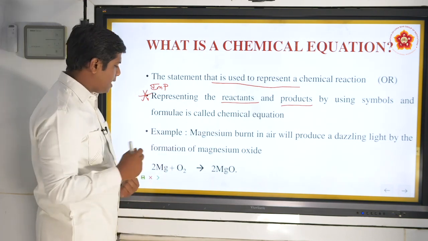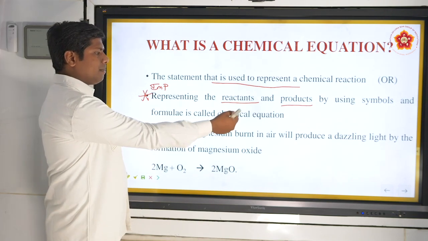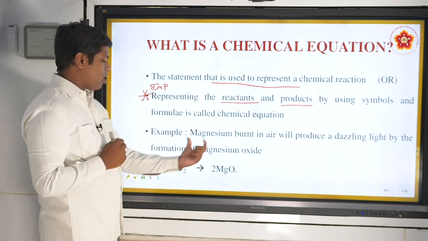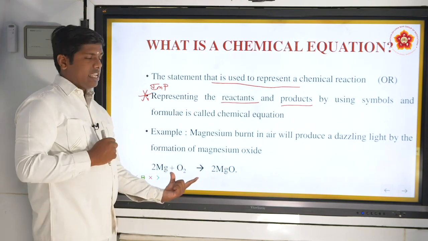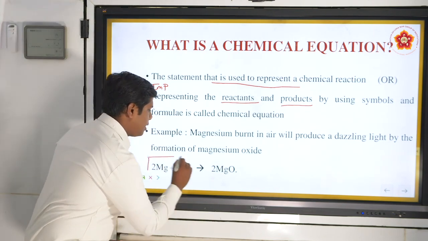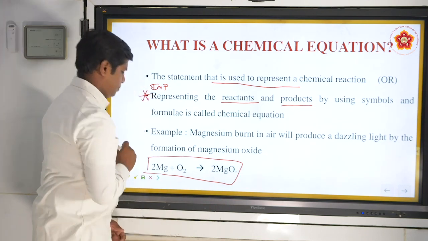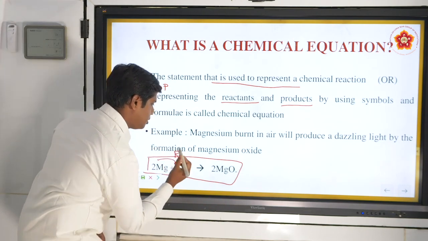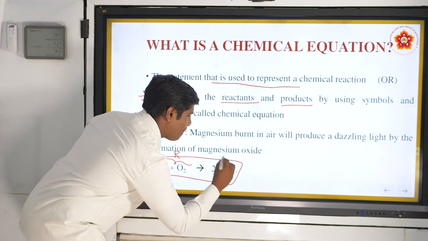Just a simple example: magnesium burnt in the air will produce dazzling light by the formation of magnesium oxide. This is a chemical equation. In this, these two are known as reactants. This is known as the product.